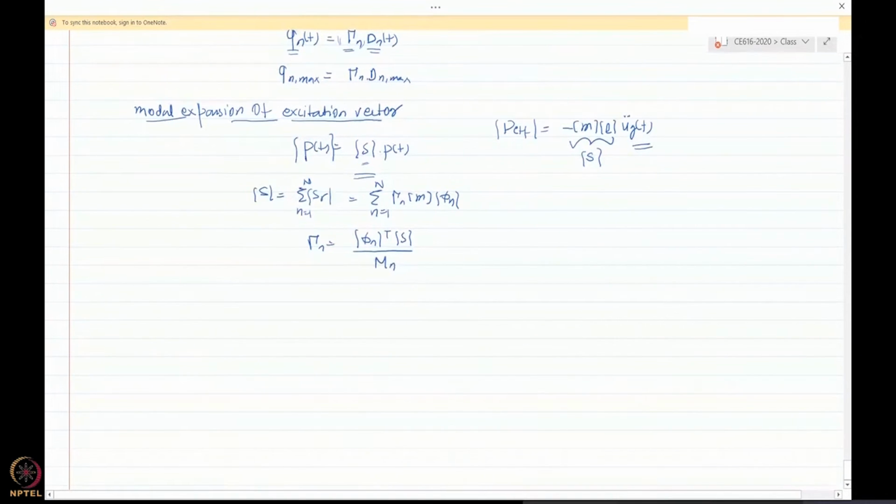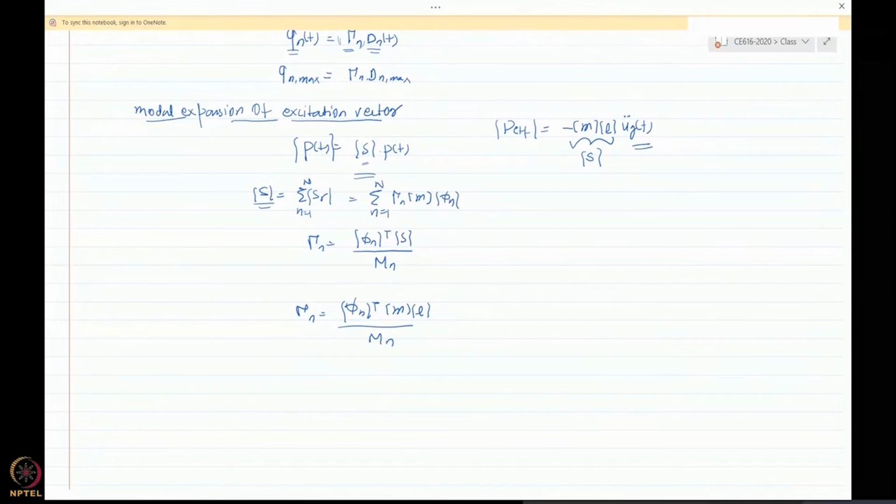And we also saw that if that is the case, then how can we actually expand the same vector, basically ML. Okay, so if I substitute S equal to ML, it can be expanded using the same expression, sum from n equal to 1 to N. So all I need to do is to find out gamma n here and substitute S equal to m times the influence vector to get the modal participation vector. And once we get that, it is very easy to actually expand the excitation vector in terms of inertial forces in each mode.